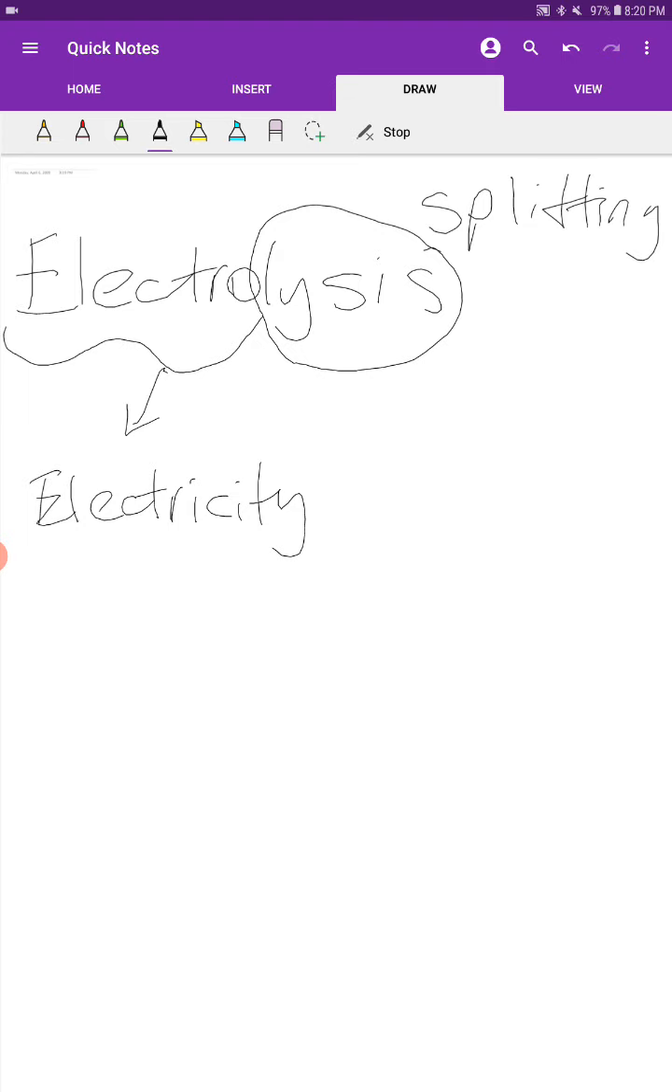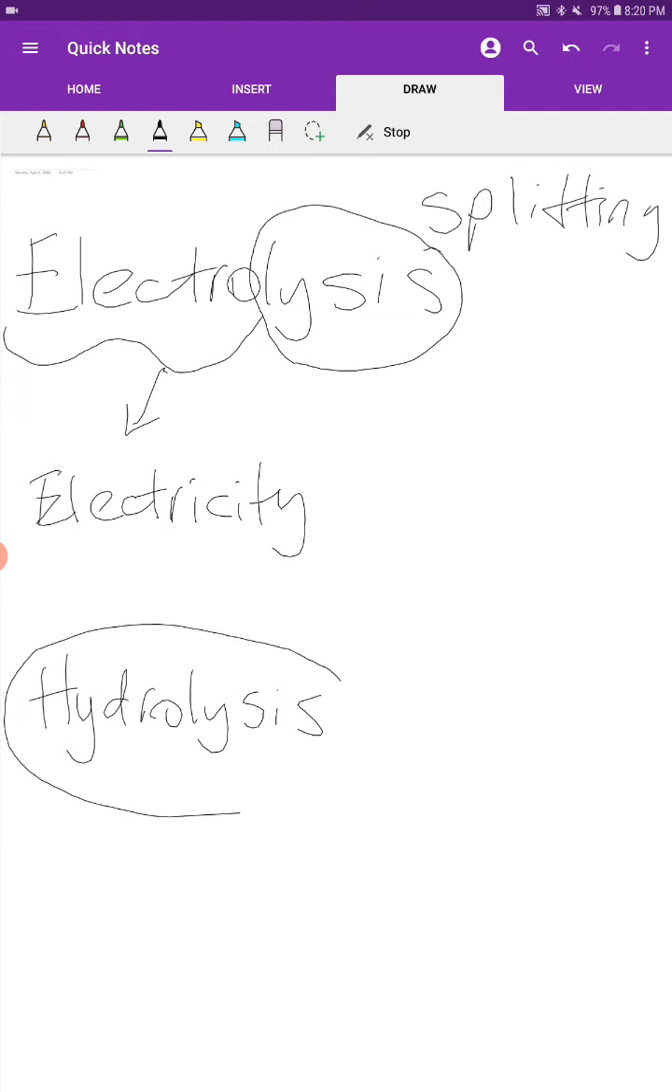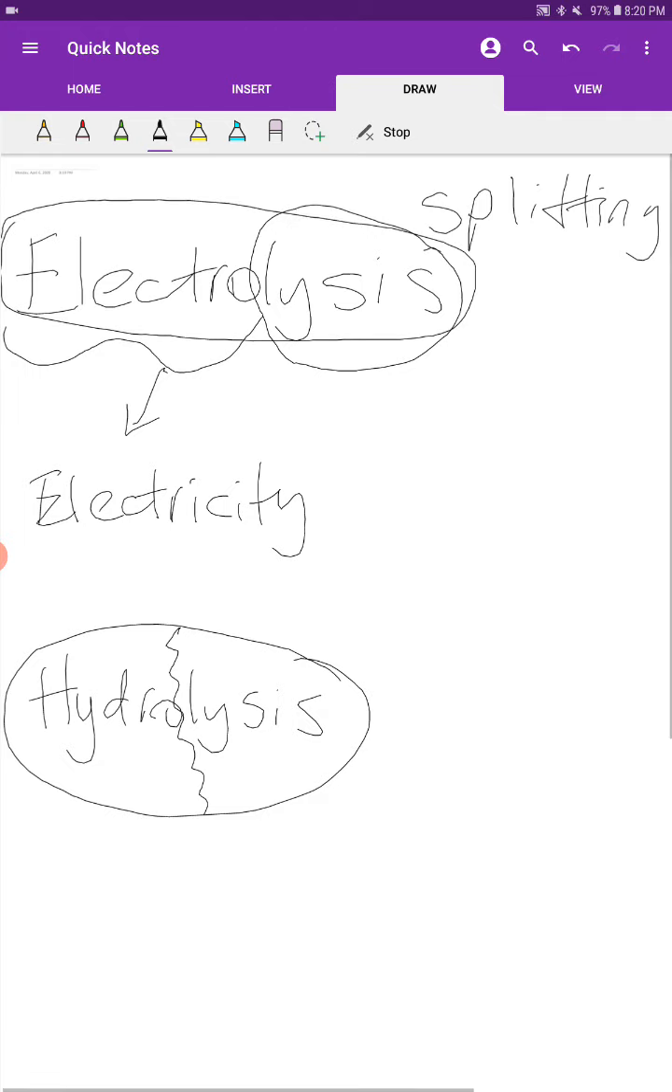You have seen lysis before when we looked at hydrolysis. Okay? Hydrolysis of organic compounds, hydrolysis of esters. Hydrolysis has to do with using water to break apart a molecule. Okay? So in electrolysis, what we're doing now is we're using electricity in order to break apart a molecule.